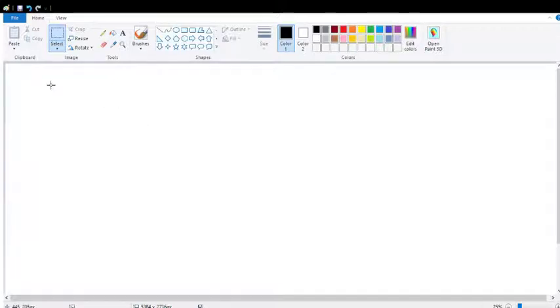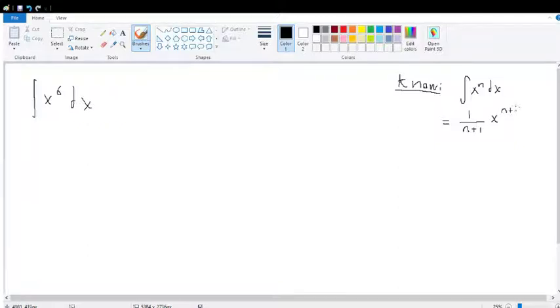Our first example will be the integral of x to the 6th dx. There's something we need to know before we can do this. In my last video, I explained that the integral of any general x to the n dx is going to equal 1 over n plus 1 times x to the n plus 1 power plus c, where n is the power of the term that has said x.